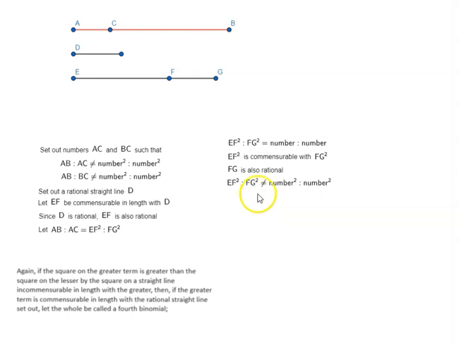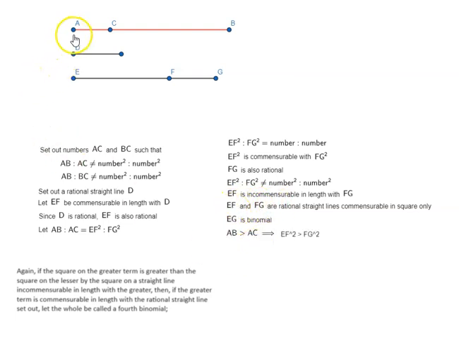EF square is to FG square does not have a number square is to number square ratio. Why? Because again, because of this proportionality, AB is to AC does not have a number square is to number square ratio. So that means EF square is to FG square also does not have a number square is to number square ratio. What this means is that EF is incommensurable in length with FG. So we have shown that EF and FG are rational straight lines commensurable in square only. So EG is binomial, where EG is nothing but EF plus FG.